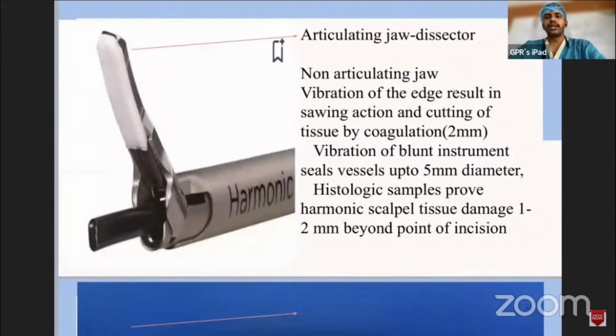This is the articulating jaw in the upper part, and the lower is the passive or non-articulating jaw, which is nothing but an insulator. So in a Harmonic, only the active jaw will be moving, not the passive jaw.